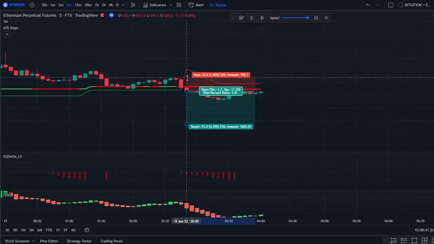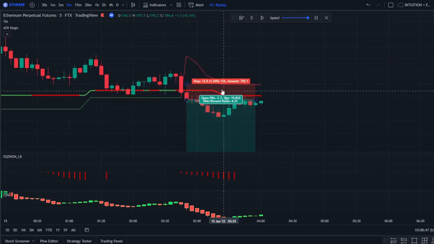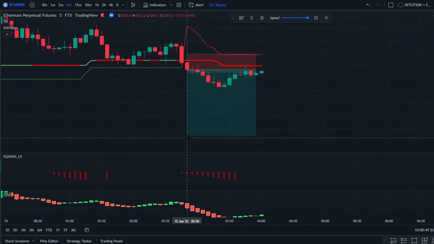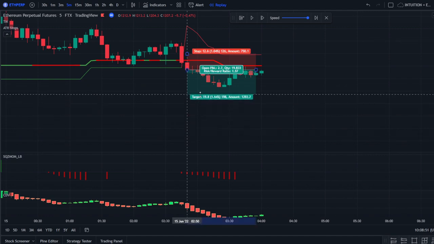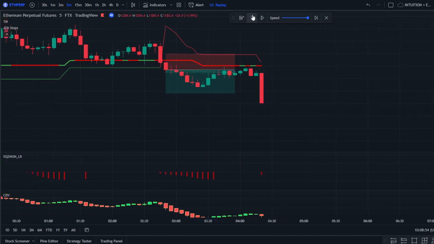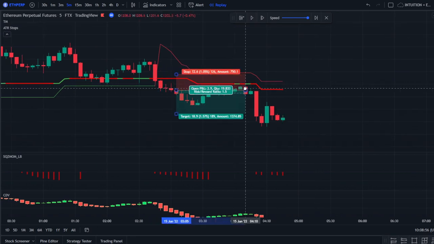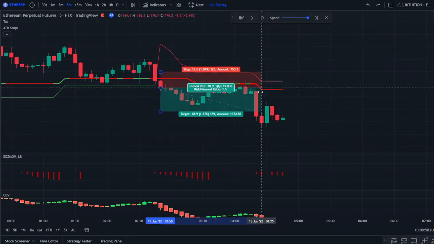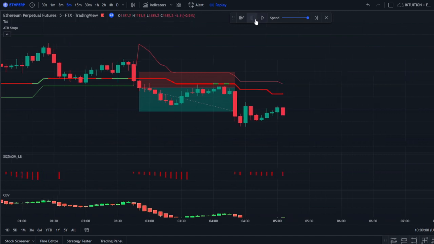So for this, I'm going to trail my stop loss to right above the ATR stop right there. We're going to take a 1.5, so let's move it back up. And this would be a win. So let's let it play out a bit.